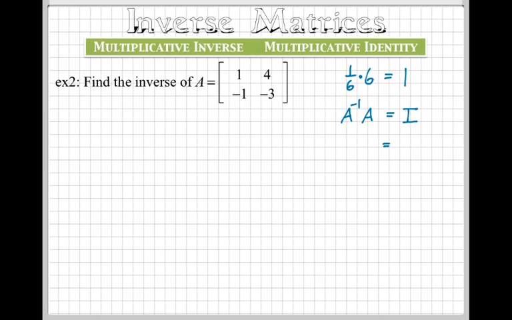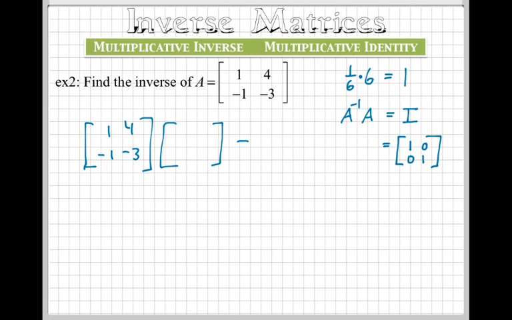I, as a matrix, the multiplicative identity matrix for a 2 by 2 looks like this, which you guys should recognize as reduced row echelon form. That is the identity matrix. So whatever the inverse is of this, if I multiply it, we have 1, negative 1, 4, negative 3. If I multiply this matrix by the inverse, I should get 1, 0, 0, 1, the identity matrix. So what is that? How do we find it?